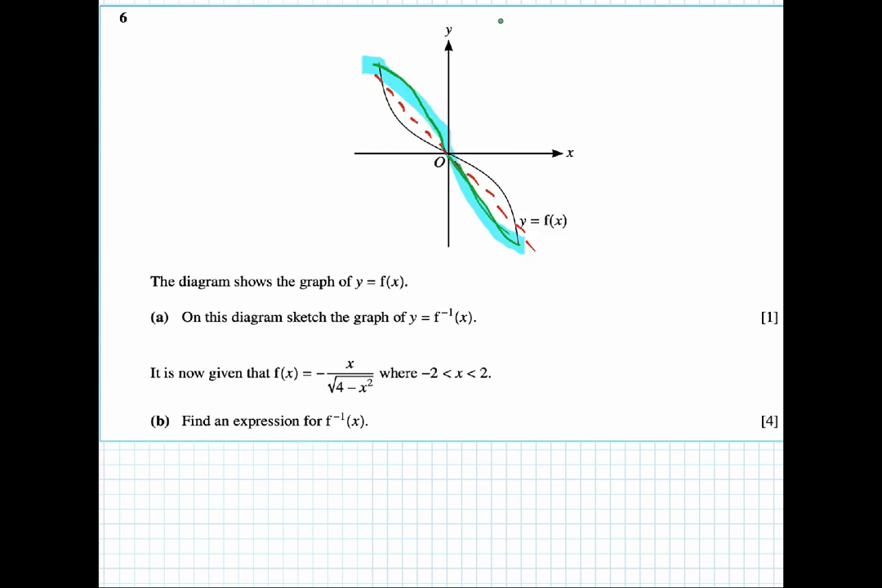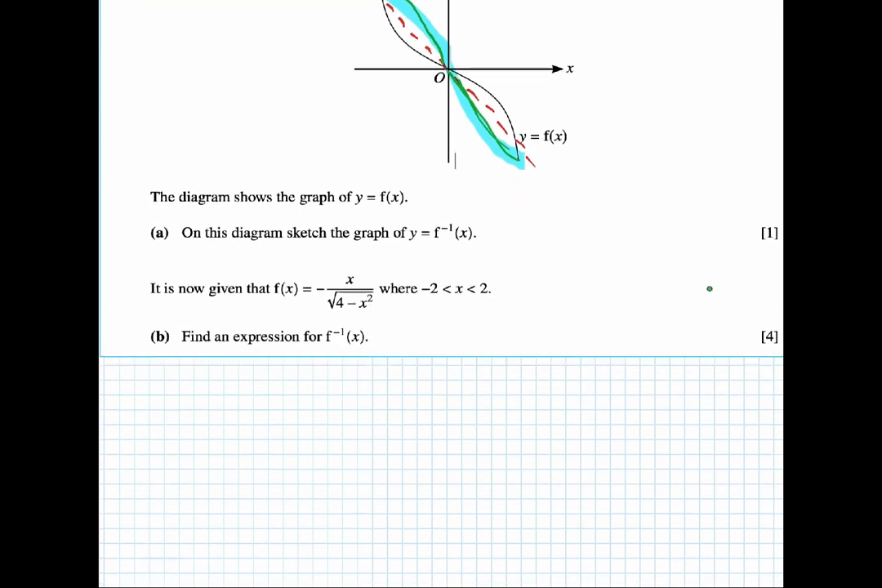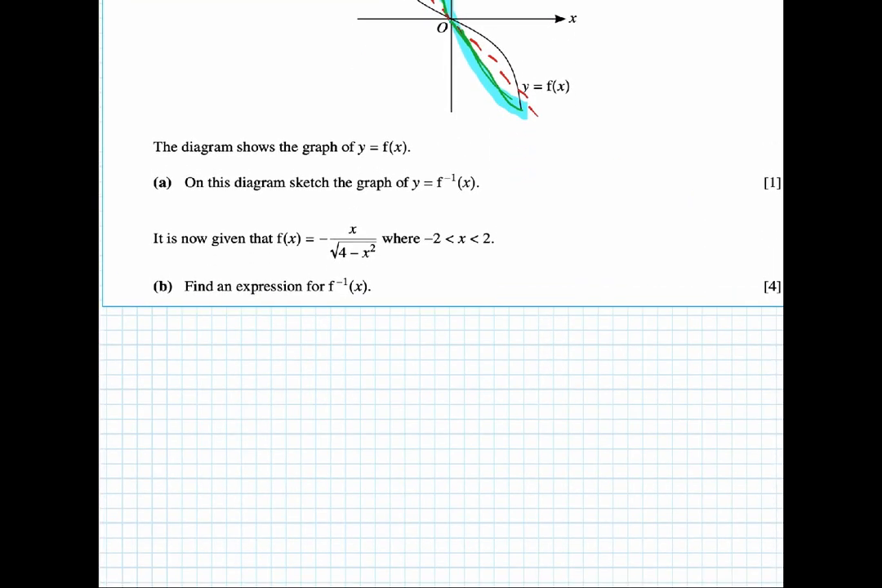That's part A. Part B is we're given a function of minus x over root 4 minus x squared, and we have limits of minus 2 to 2. Find an expression for the inverse. So we're going to rearrange it. You could rearrange y equals x, or switch them around if you want at the beginning, or you can do it at the end. I'll leave it till the end.